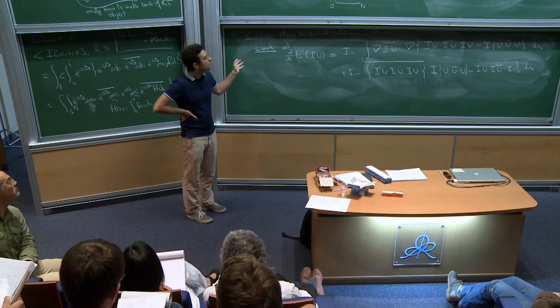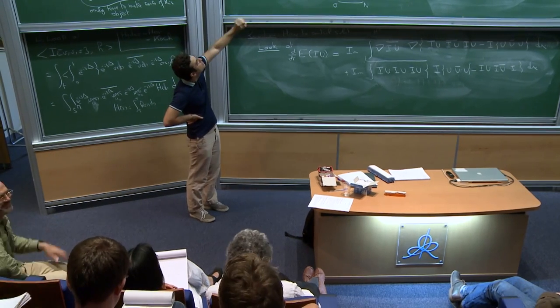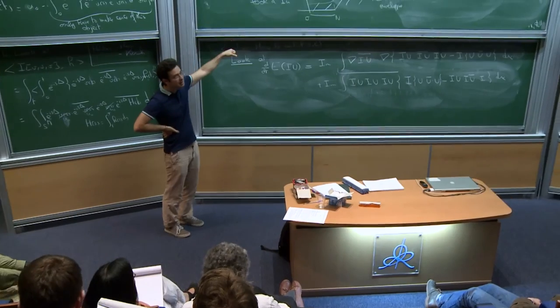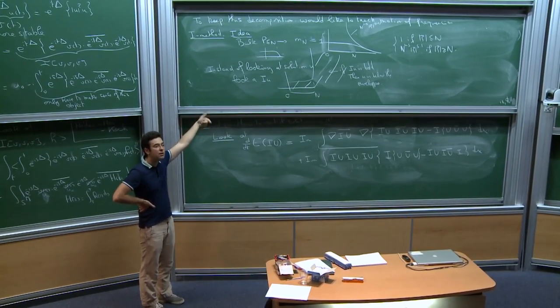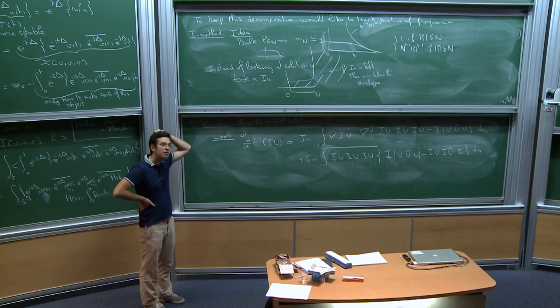And just one last thing, in all of these estimates, the L4 norm is the only estimate that we use, and so all of this would work in the same way if it was on the torus.